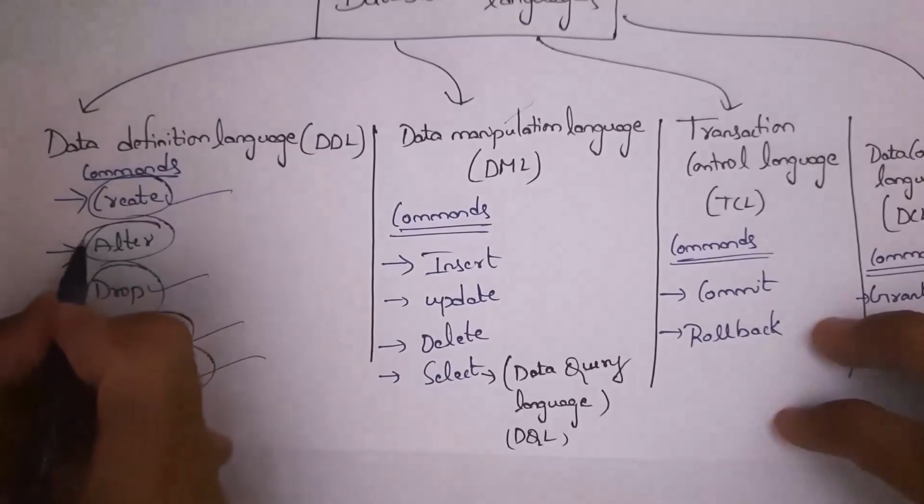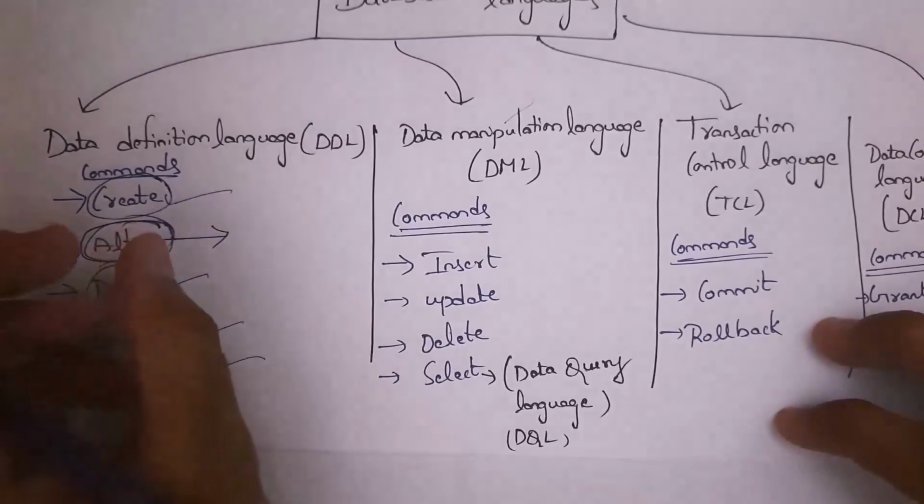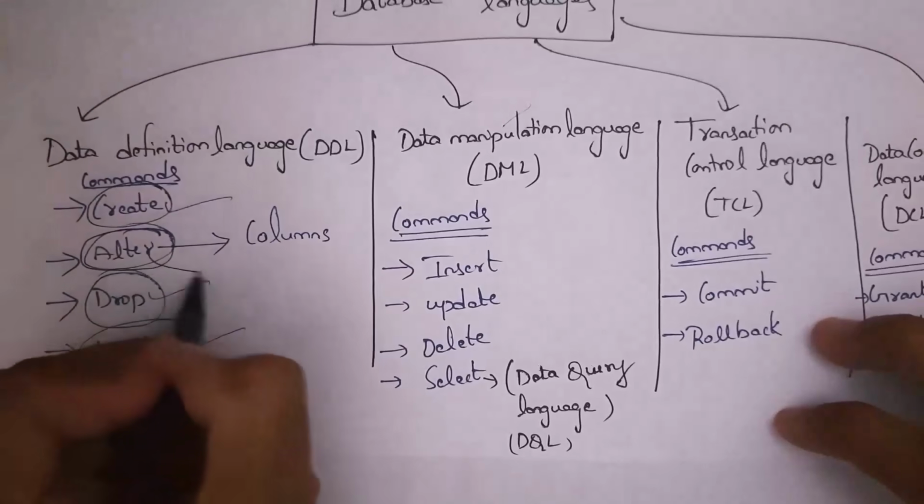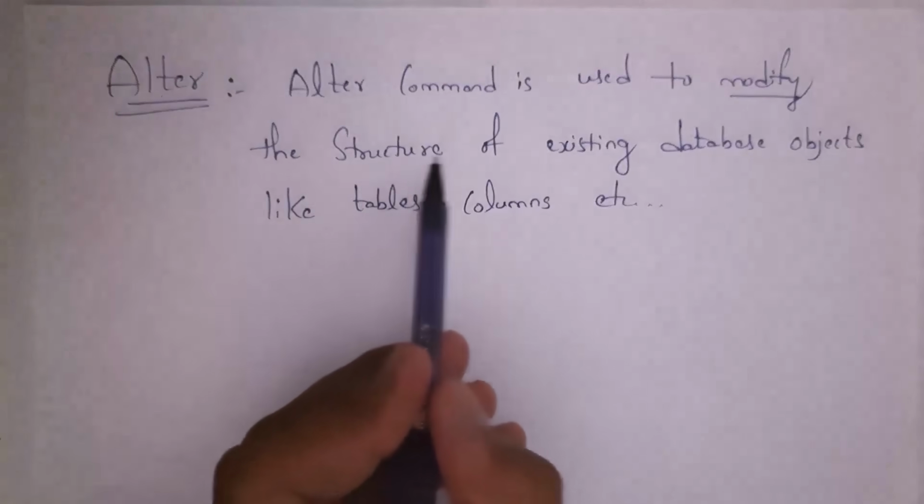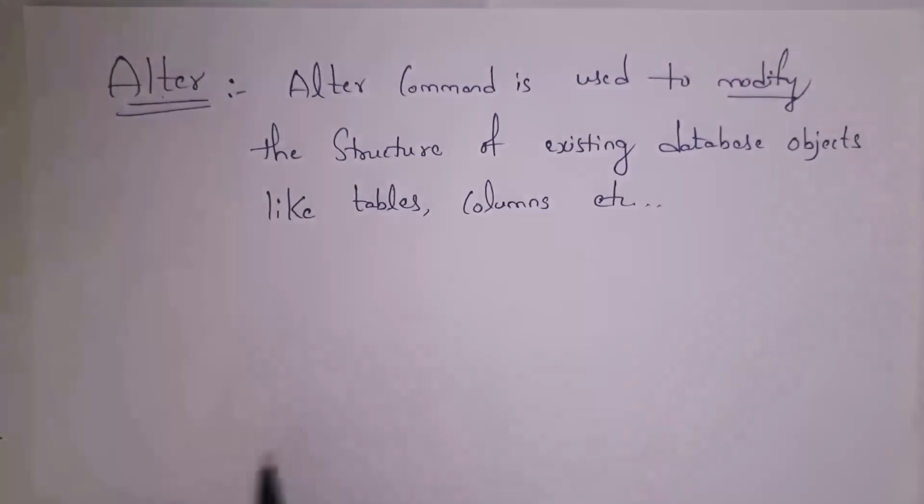Next I will explain what is the use of the alter command. Guys, we will apply the alter command only on columns. Alter is nothing but modify. By using this alter command, we can modify the structure of existing database objects like tables, columns, etc.